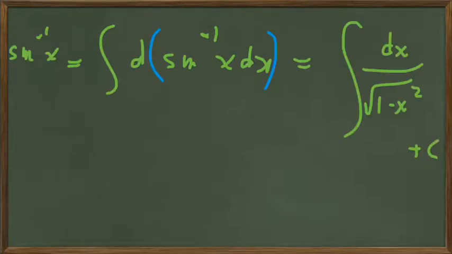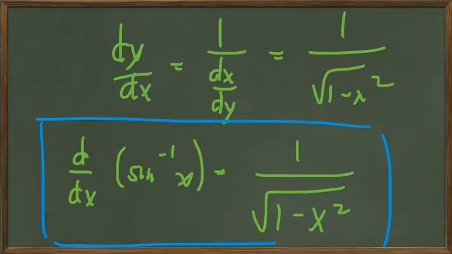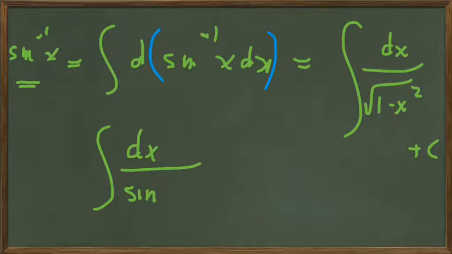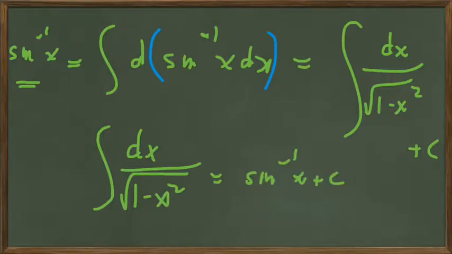So we're integrating the left side, which is the derivative of sine inverse of x, and we're integrating the right side, which is this fraction. And when we integrate the derivative, we just get sine inverse of x. So if we collect that together into a formula, we get the integral of dx over the square root of 1 minus x squared is sine inverse of x plus c.